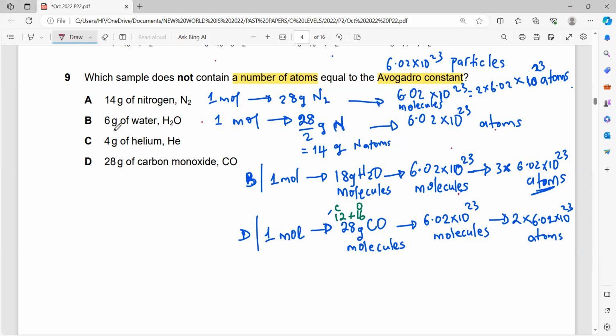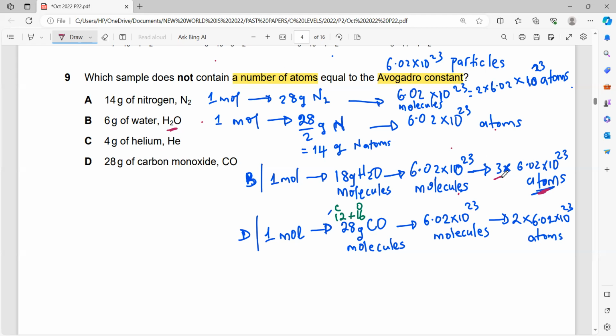The B part says 6 grams of water. So 1 mole of water has 18 grams of water molecules, which contains 6.02 times 10 raised to the 23 molecules. And that is 3 times 6.02 times 10 to the 23 atoms. Why 3? Because you have 3 atoms in water, 2 from hydrogen and 1 from oxygen. But we want just the Avogadro constant and the number of moles. So that's the number of atoms, and that's why we have atoms here as well.